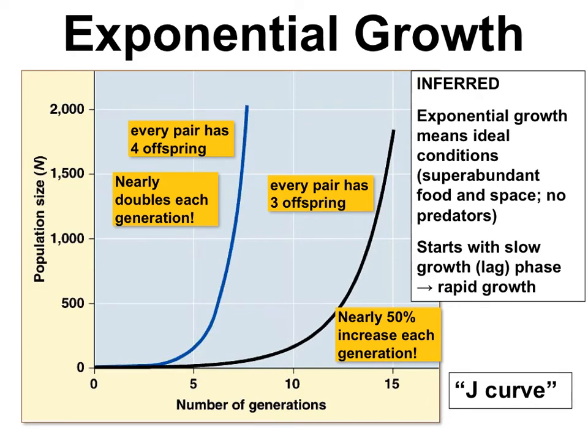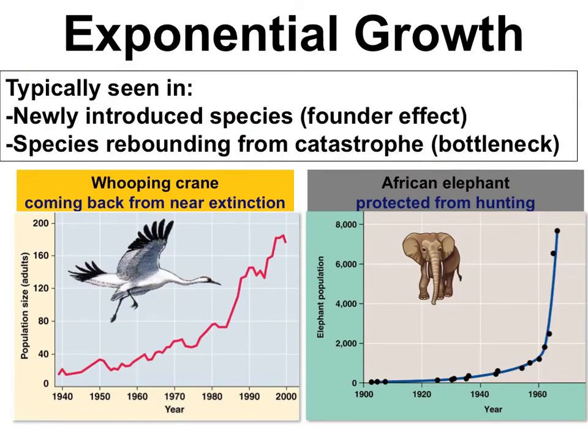In exponential growth, there is an initial lag phase with slow growth because there are only a few individuals to start off with, but when reproduction gets going, look out. The population size takes off in a hurry. In nature, exponential growth is actually pretty rare.